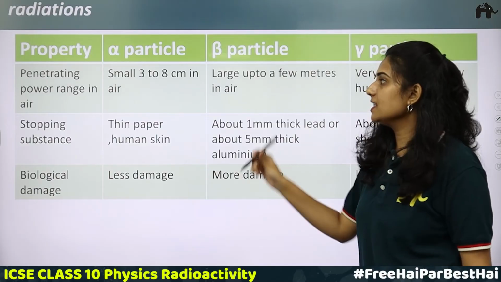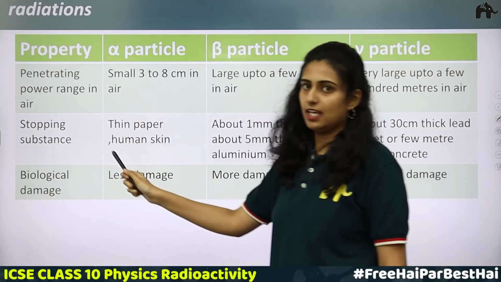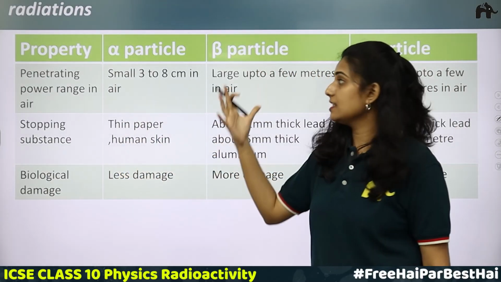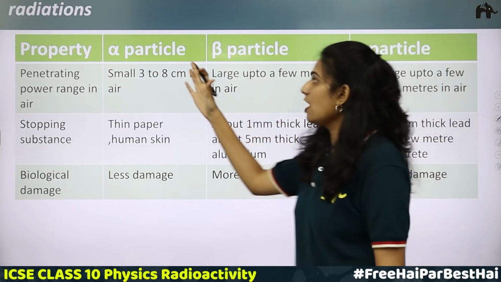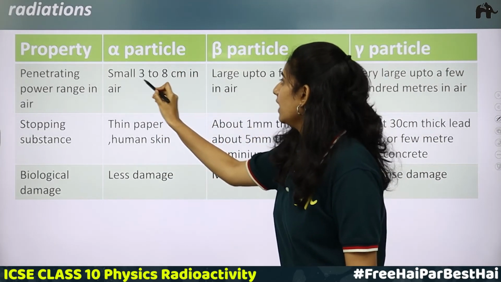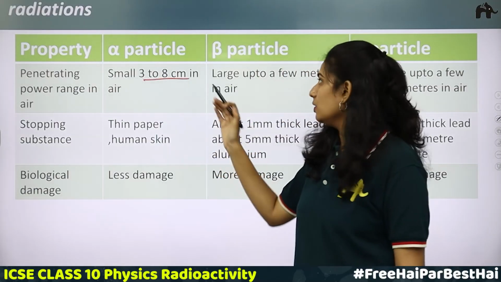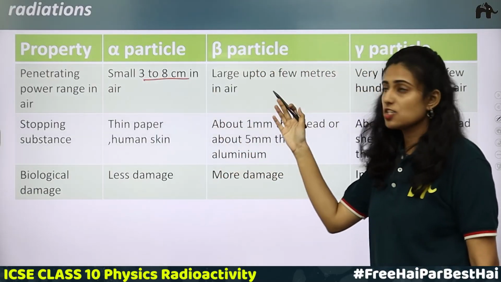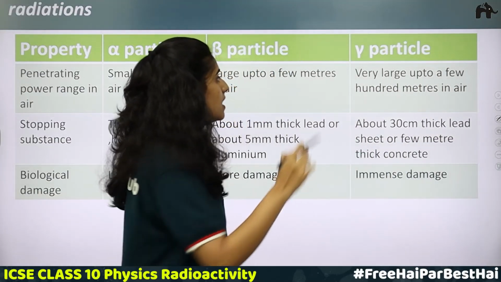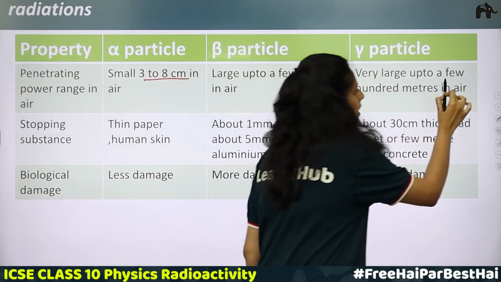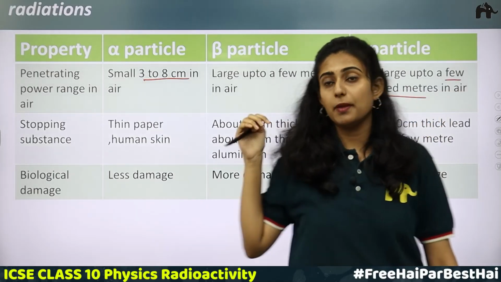Next, 3 more properties. Penetrating power, range in air. So the penetrating power is the highest in case of gamma particles and it is lowest for alpha particles. Small, 3 to 8 centimeter in air. Okay, next, beta particles, large, up to a few meters in air. And what about the gamma particles? Very large, up to a few 100 meters in air. Okay, they can penetrate deep.